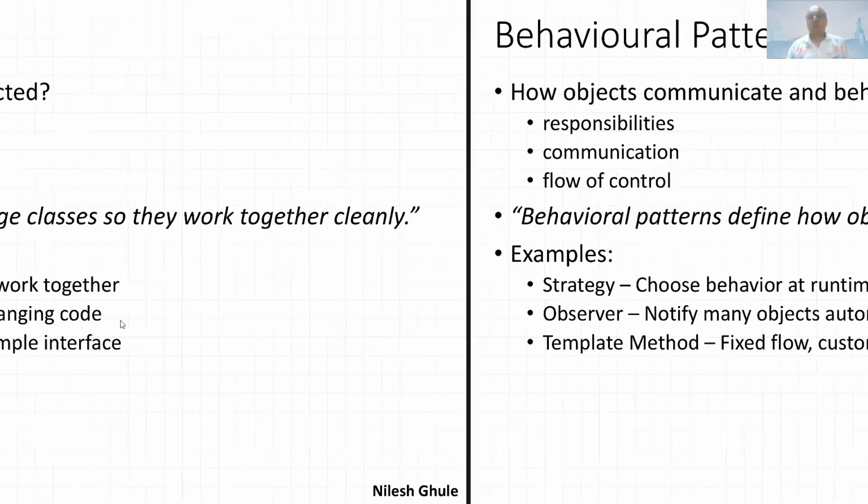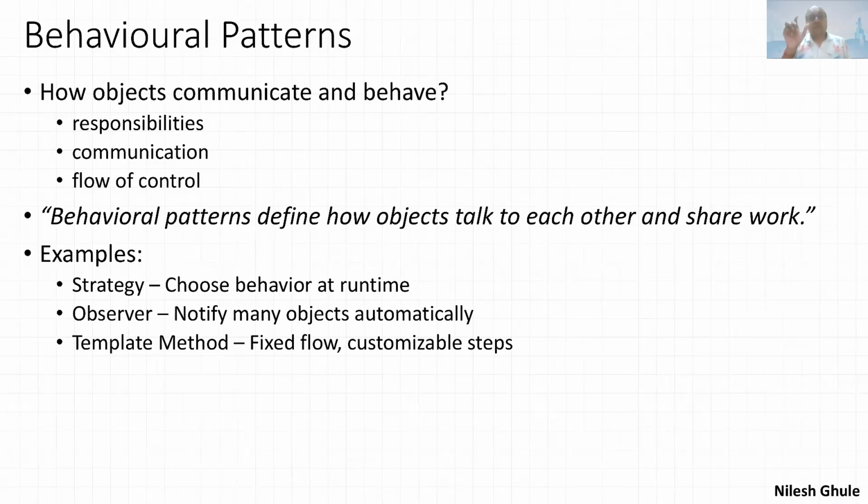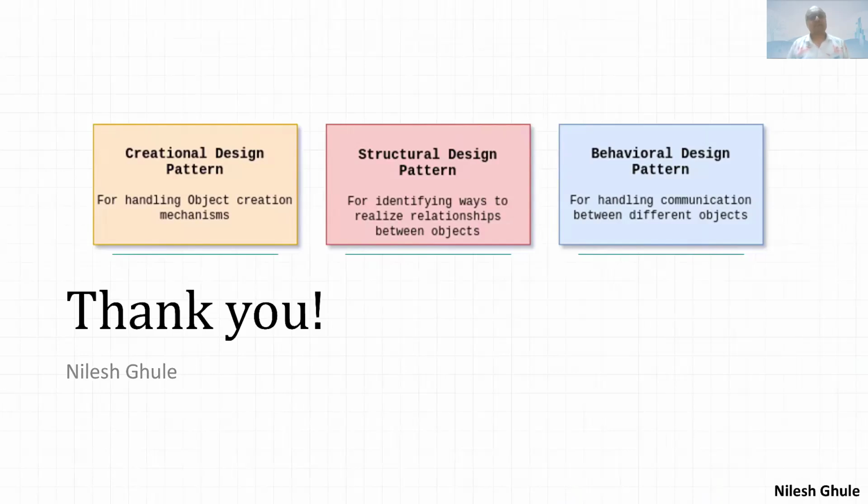The last category was behavioral patterns, which talk about how objects communicate and behave. Here we discuss the object responsibilities, the communication between the objects, and the flow of control. Behavioral patterns define how objects talk to each other and share their work. Standard examples are the strategy design pattern, observer design pattern, and template method. Yes, we have implemented all these three design patterns.